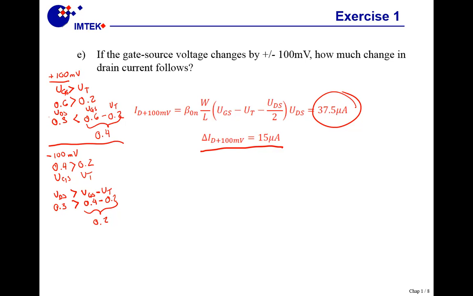Now that we know that we're working in the saturation region, we plug all the values again into the formula, and I ended up with a value of 10 microamps. That means that the change of current is now a negative 12.5 microamps.